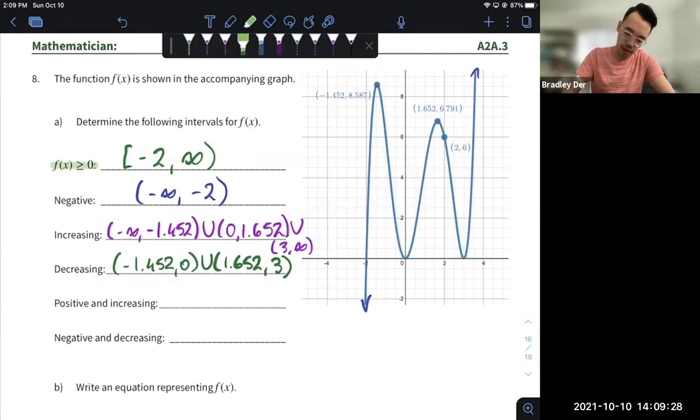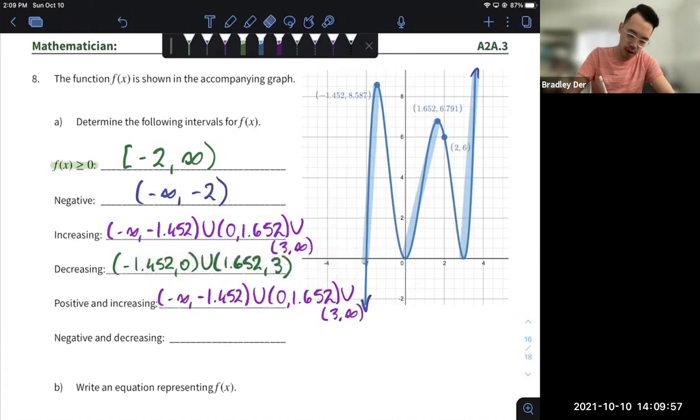Positive and increasing. I'll go blue. It's about to go green, but I'll color code differently. Positive increasing would be those sections of the graph. So I want sections of the graph where we are above the x-axis and increasing at the same time. That honestly looks like the same answer as this question, but instead of starting at negative infinity, we're starting at -2.